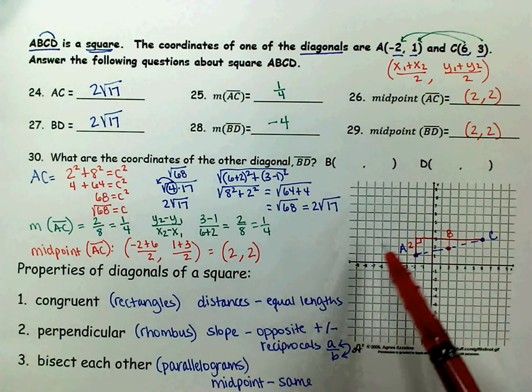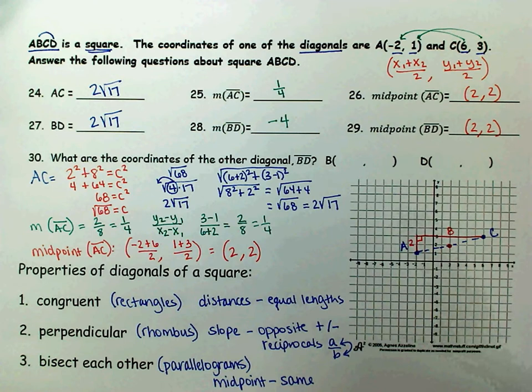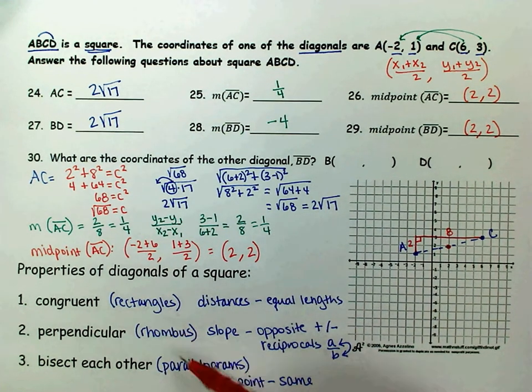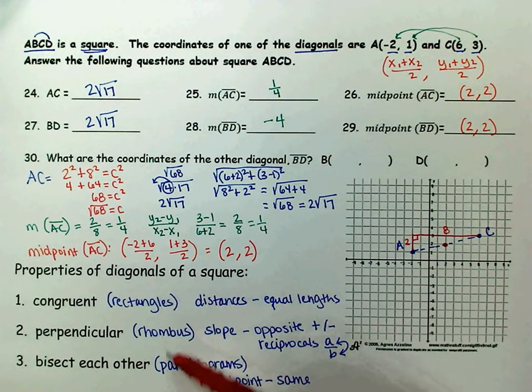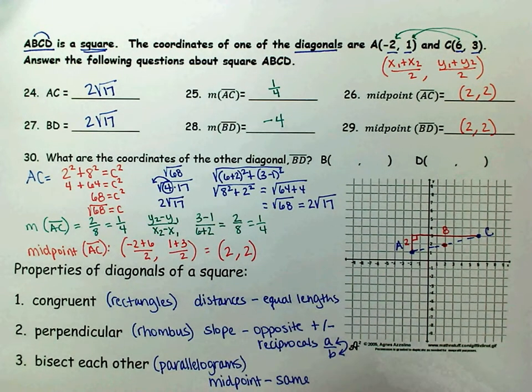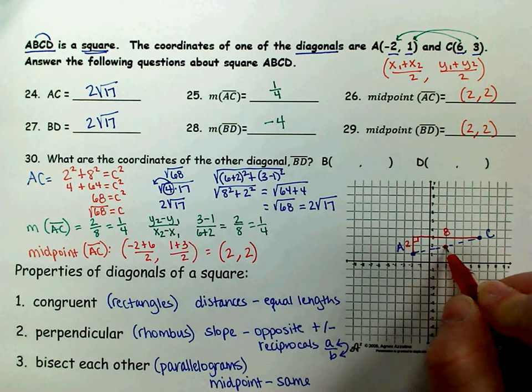Now to do so, remember all 3 of these things have to be true, not just one of them. If you just pick one of these things to be true, then you're only proving it's one of these figures, not a square. So for it to be a square, all 3 of these things have to be true about the diagonals. So since they have to have the same midpoint, I'm going to start at the point (2, 2).